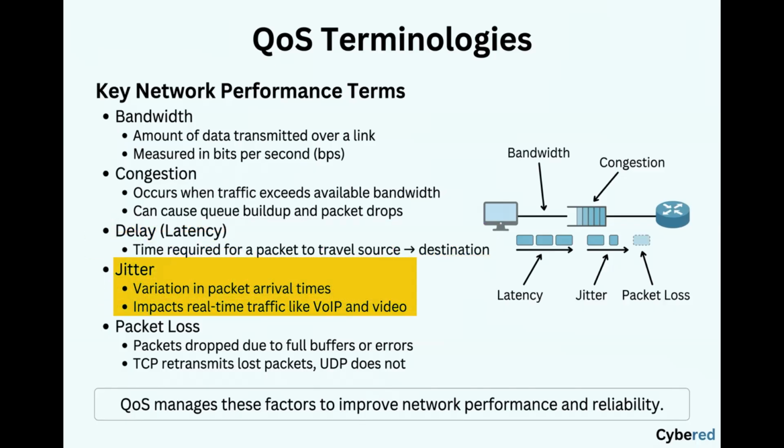Jitter refers to the variation in packet delay. In a stable network, packets arrive at consistent intervals. However, congestion, poor queue mechanisms, or interface issues can cause packets to arrive at irregular times, which negatively affects real-time applications such as voice and video.